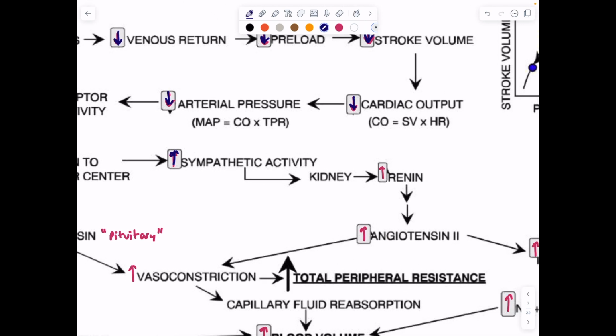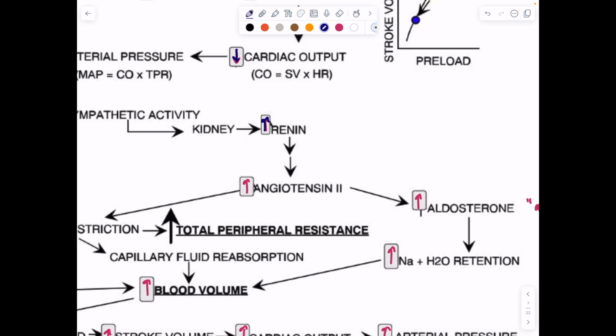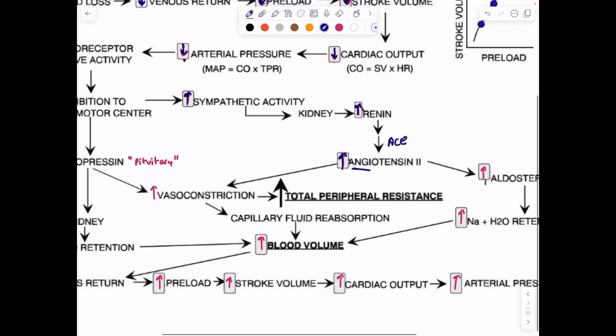Then the increased sympathetic activity is going to stimulate the kidney to release renin. Renin will convert angiotensinogen to angiotensin 1. Angiotensin 1 will be converted by angiotensin converting enzyme, aka ACE, to angiotensin 2. So an increase in renin means an increase in angiotensin 2. Angiotensin 2, angio, blood vessel, tension, will mean we have an increase in vasoconstriction. Increase in vasoconstriction means increase in peripheral resistance.